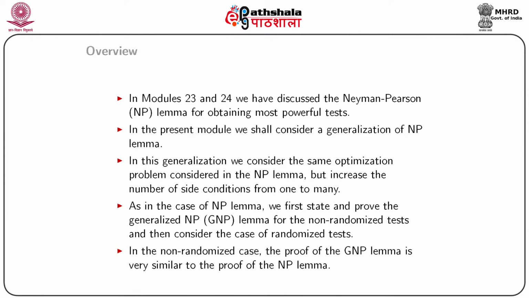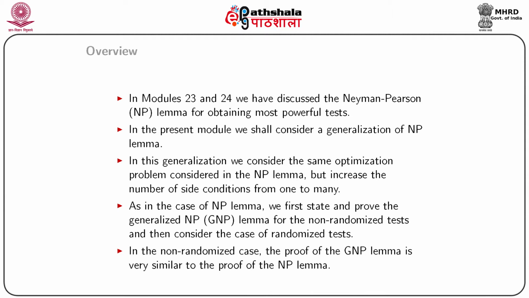In modules 23 and 24, we have discussed the Neyman-Pearson (NP) lemma for obtaining most powerful tests. In the present module, we shall consider a generalization of the NP lemma. In this generalization, we consider the same optimization problem considered in the NP lemma, but increase the number of side conditions from one to many.